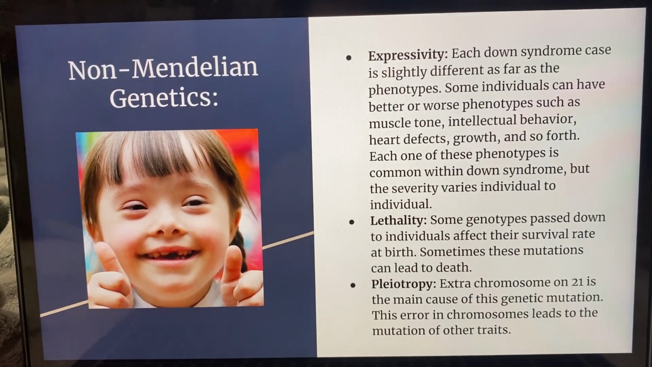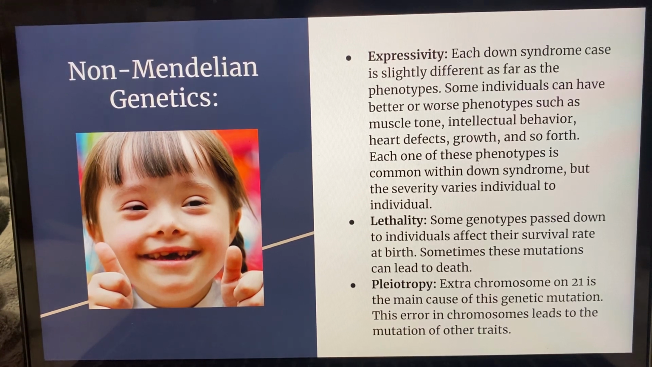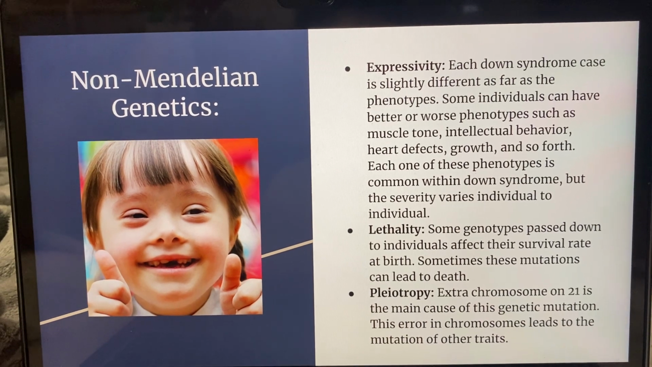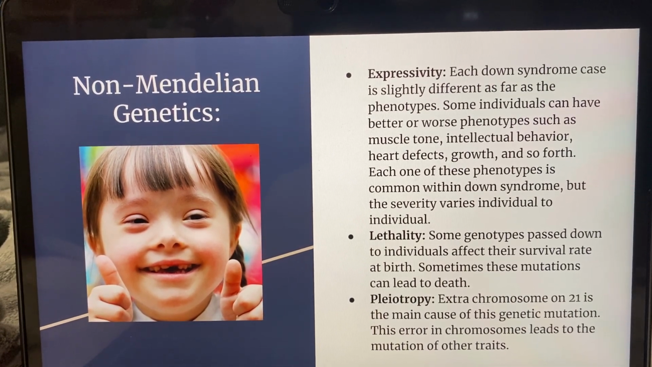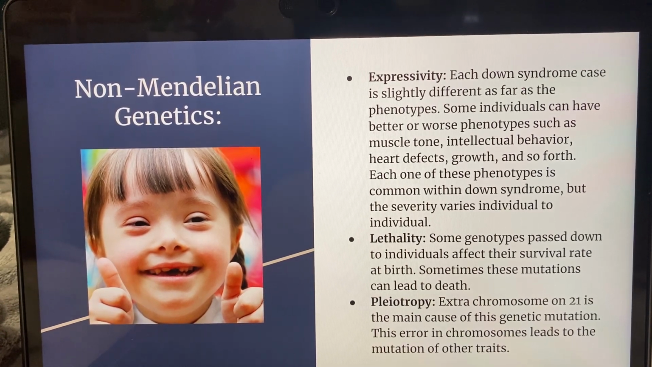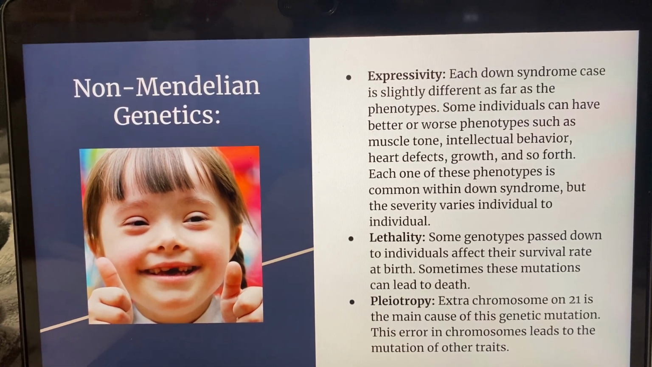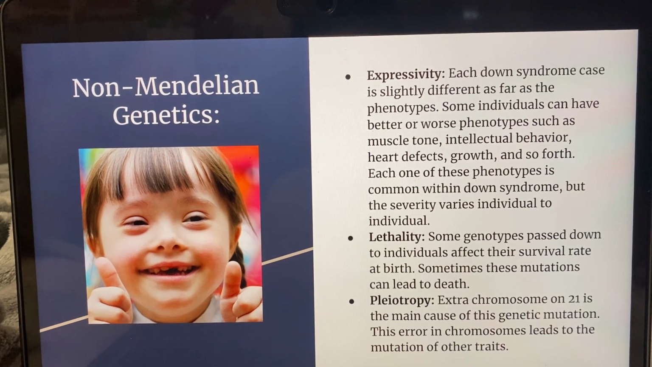Non-Mendelian genetics. So three that I'll be looking at are expressivity, lethality, and then pleiotropy. So for expressivity, each individual that has Down syndrome, it varies how severe their case is. Some individuals have, for example, more health defects than others, like heart defects, or their growth is different. It just varies from individual to individual.